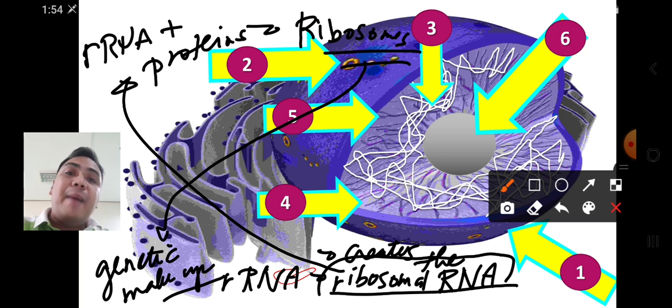So to sum it up, there are 6 main parts of the nucleus. You have the nuclear membrane, nuclear pore, nuclear lamina, chromatin, nucleoplasm or karyoplasm, and then the last you have the nucleolus.